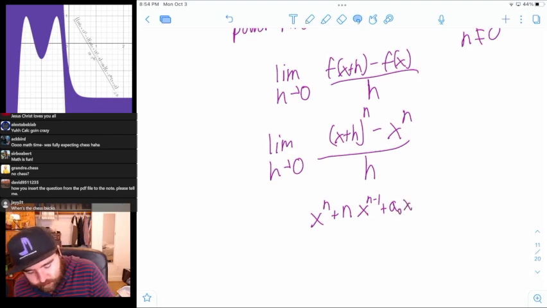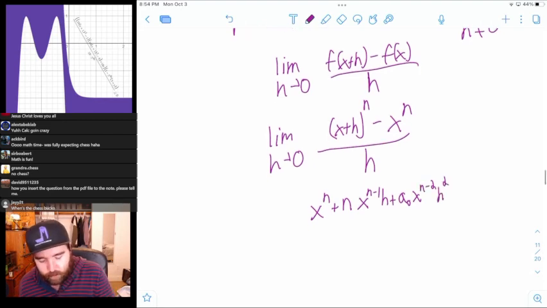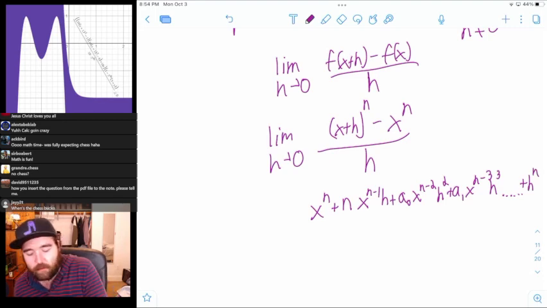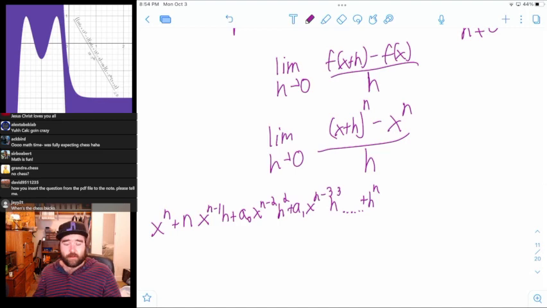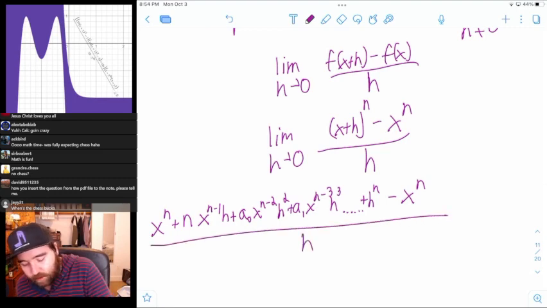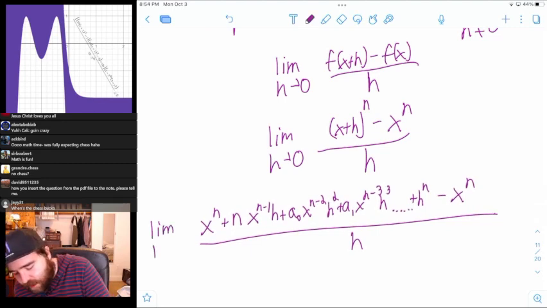Oh, but then, shoot, this has to have an h on it, because that's h to the 1. And then the next one is x to the n minus 2, h to the 2. And then the next one is some other number that we don't know, but then x to the n minus 3, h to the 3. And then dot, dot, dot, all the way down to h to the n. See how that's just like Pascal's triangle ideas, just going on to infinity because we don't know what n is? But then minus x to the n over h, and then we're doing the limit as h approaches 0.